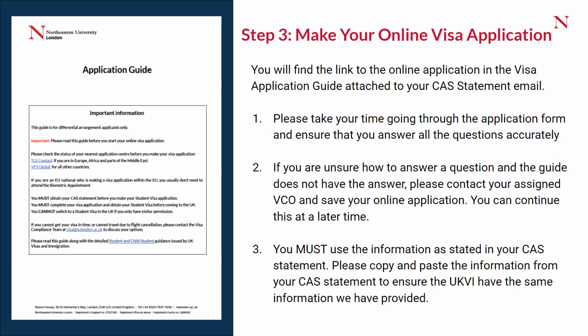You can save your online application and continue it at a later time. It's best to contact the visa team if you're unsure, rather than make a mistake on the application. You must use the information as stated in your CAS statement. Please copy and paste the information from your CAS statement to ensure the UKVI have been given the same information that we have provided to them beforehand. This will also avoid errors in spelling or perhaps a mistake in the CAS number.